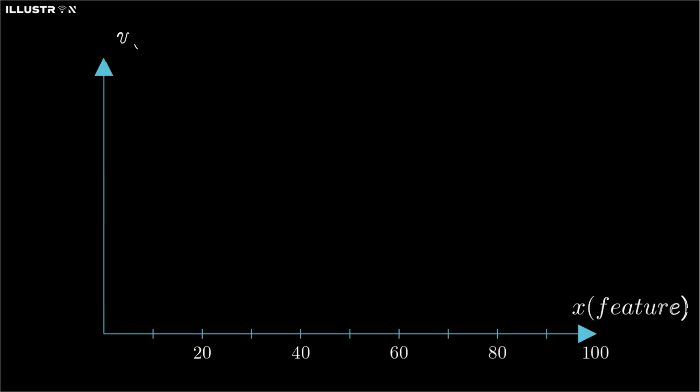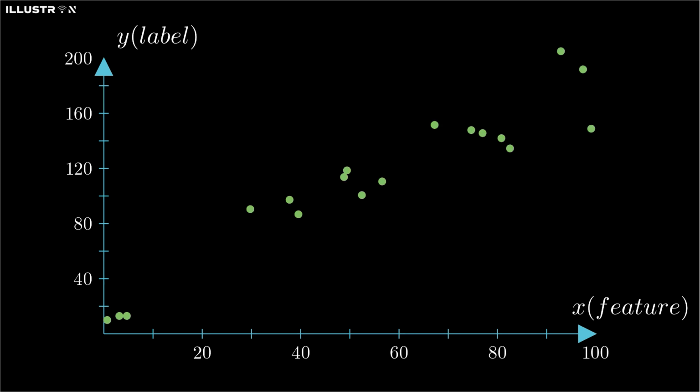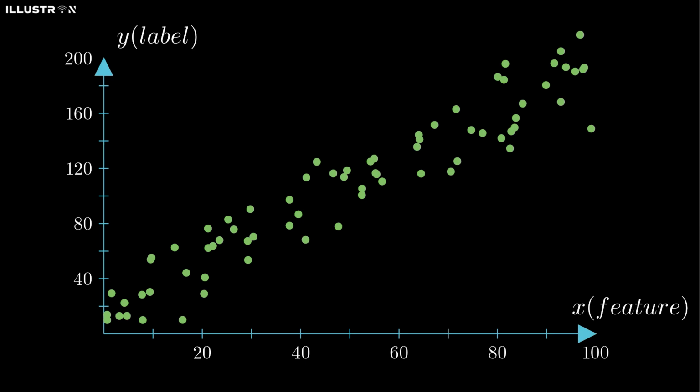Now, let's visualize this data on a coordinate plane. This is our coordinate plane, with study hours on the x-axis and final grades on the y-axis. Each green dot represents a data point from the training set. As you can see, there's a positive correlation between study hours and grades.